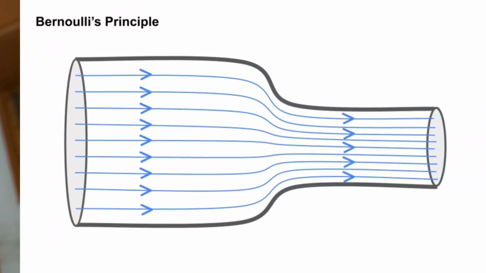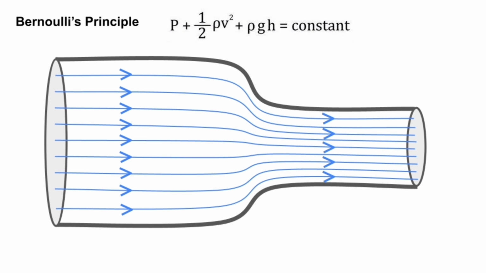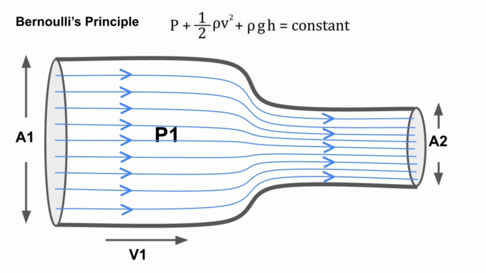Now before explaining the demonstrations one by one, let me discuss what Bernoulli's principle says. In a steady flow, the sum of kinetic energy, potential energy, and pressure remains constant along a streamline at all points on that streamline. Let us consider a fluid flowing through a pipe having two different areas of cross section. The bigger area is A1 and the smaller one is A2. Now V1 is the speed and P1 is the pressure of the fluid in the bigger portion, and V2 is the speed and P2 is the pressure of the fluid in the smaller portion.